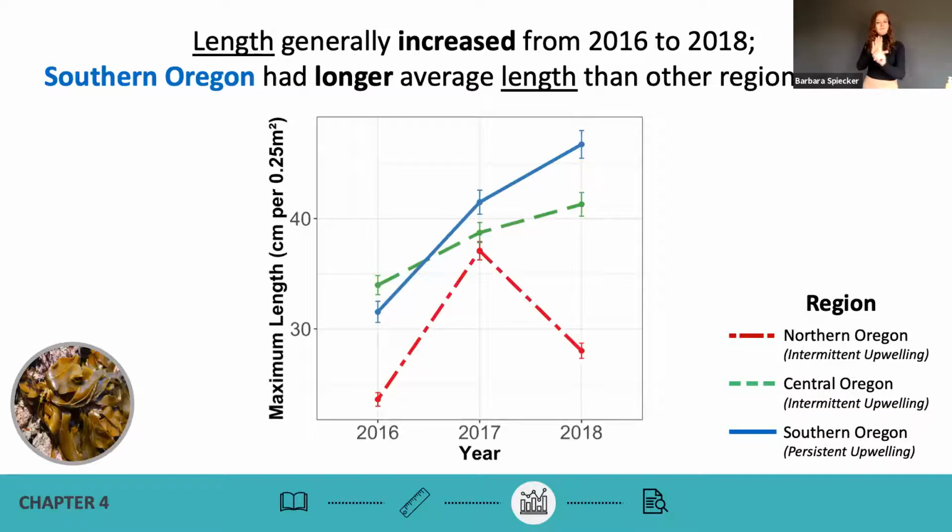So now we're looking at the biological responses of Hedophyllum sessile over time. Hedophyllum sessile had generally a positive recovery trajectory from 2016 to 2018, with average length increasing during that time. In 2018, Southern Oregon actually had longer average lengths than other regions.